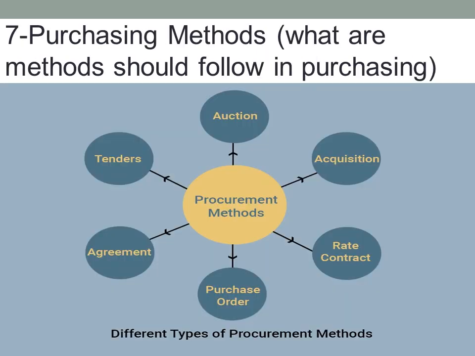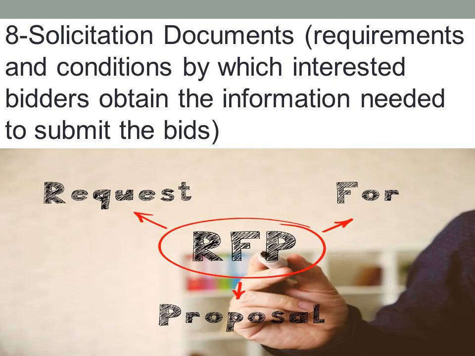Next SOP is about the purchasing methods. So what are the methods that should be followed in purchasing, like open tendering, restricted tendering, request for proposals, two-stage tendering, request for quotation or single source purchasing.